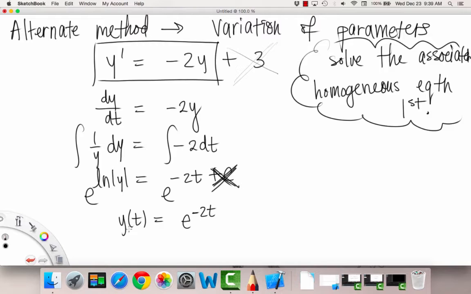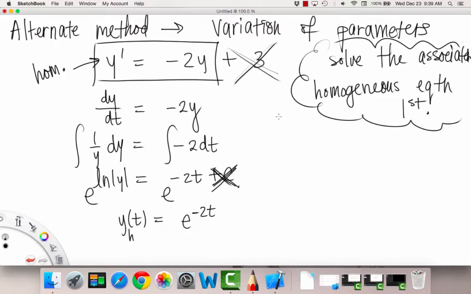So this y of t, I always like to write a little h beneath it, because that means this is the solution to the homogeneous equation, right? This thing that I boxed is the homogeneous equation, because we're disregarding that plus 3.